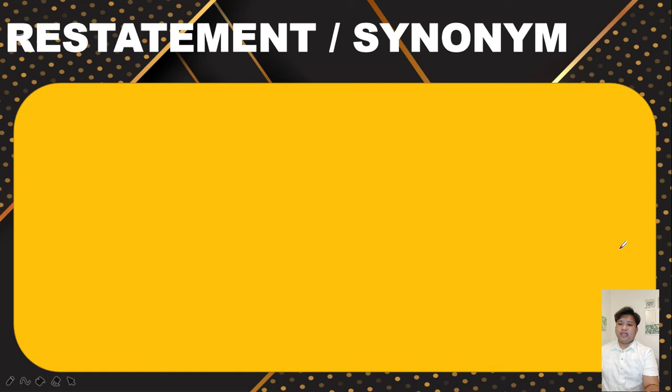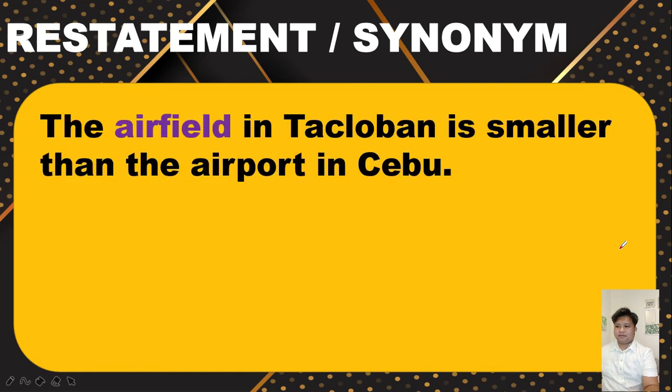As I've mentioned earlier, when we say synonym, they have the same meaning. Okay. The airfield in Tacloban is smaller than the airport in Cebu. Again, the airfield in Tacloban is smaller than the airport in Cebu. Okay. So, our compound word here is the word airfield.